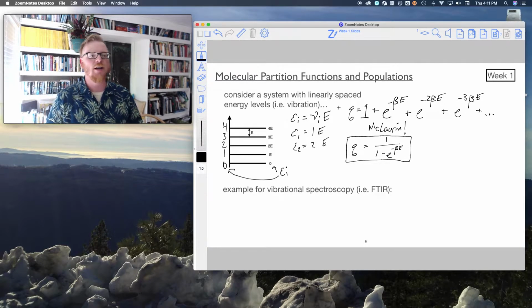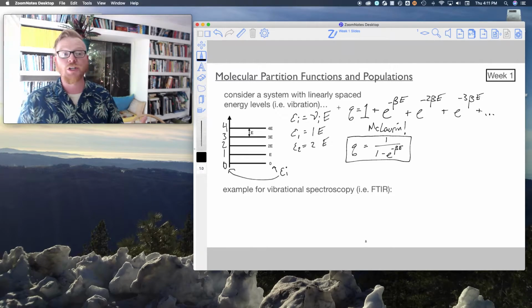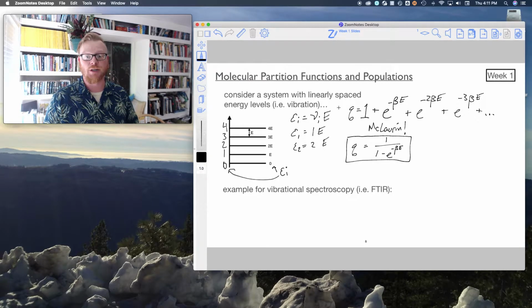For the electronic levels or the rotational levels, we should not expect this form of the partition function because they don't have evenly spaced energy levels. And this is really the only partition function I'm going to play with in this class. When we get into 362, we'll get much more in depth with all of those other partition functions. As I said in the previous lecture, this is a crash course introduction to statistical mechanics.